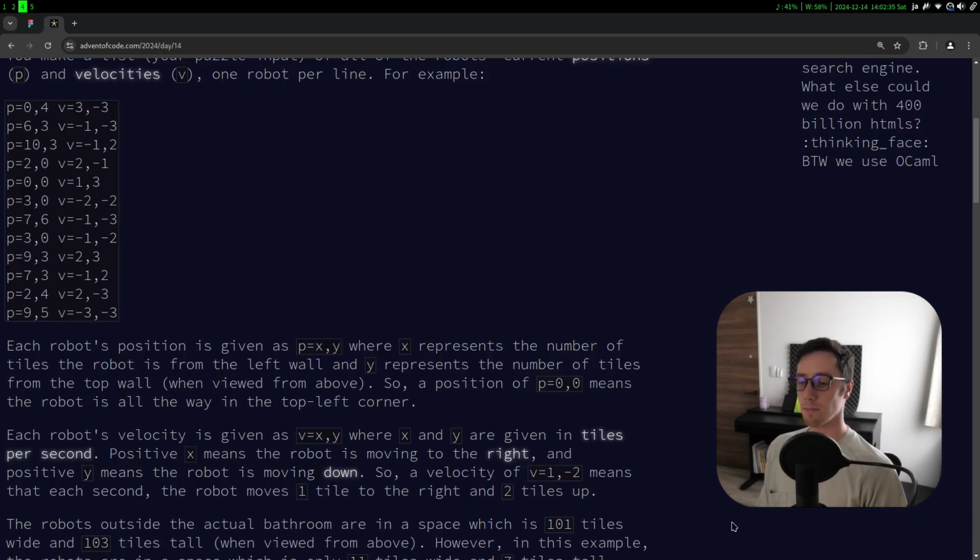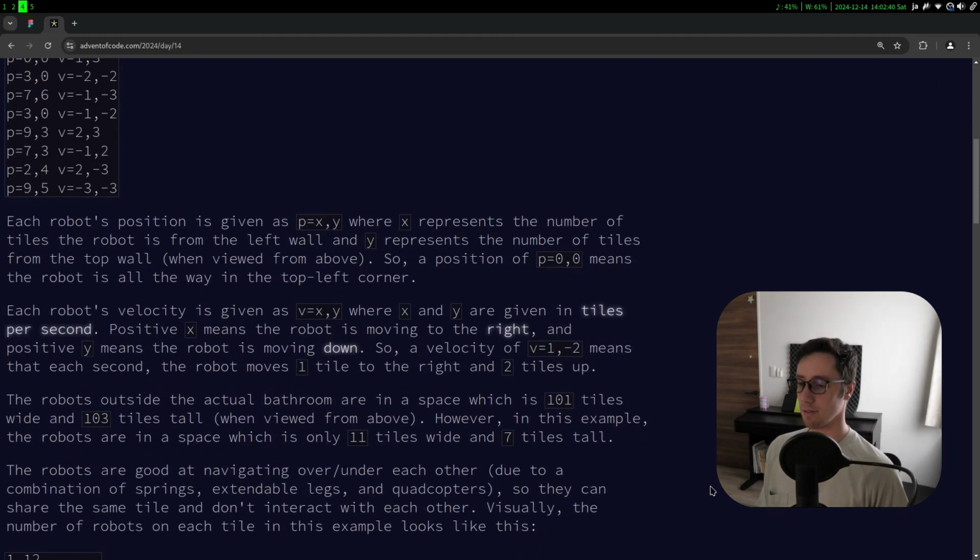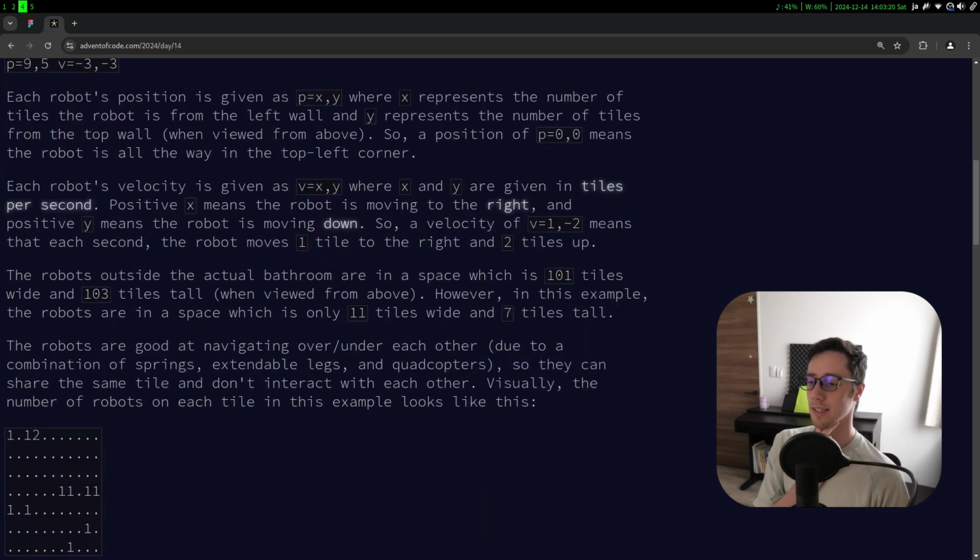So a position of P equals 0,0 means the robot is all the way in the top left corner. Each robot's velocity is given as V equals X, Y, where X and Y are given in tiles per second. Positive X means the robot is moving to the right and positive Y means the robot is moving down. So a velocity of 1, -2 means that each second the robot moves 1 tile to the right and 2 tiles up. The robots outside the actual bathroom are in a space which is 101 tiles wide and 103 tiles tall when viewed from above.